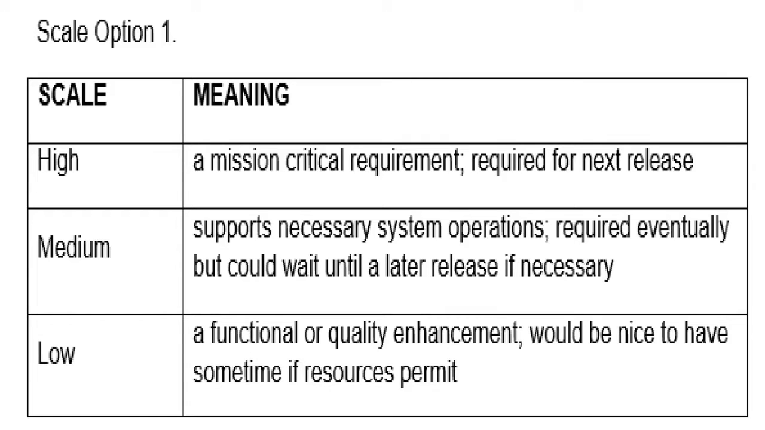Scale option 1. High, meaning a mission critical requirement required for the next release. Medium, supports necessary system operation, required eventually but could wait until a later release if necessary. Low, a functional or quality enhancement, would be nice to have sometime if resources permit.